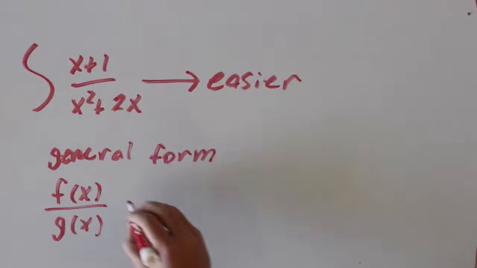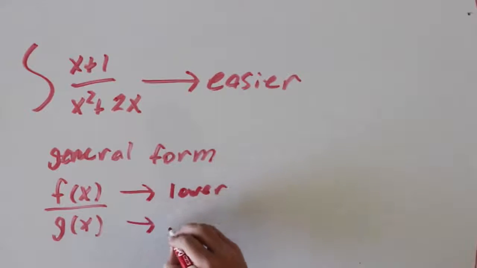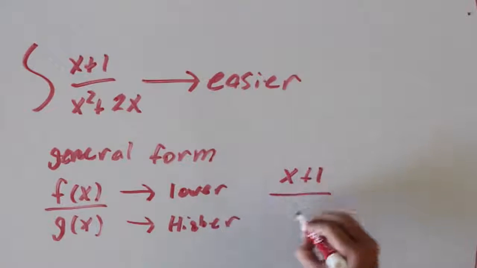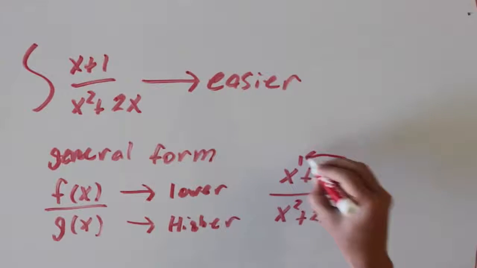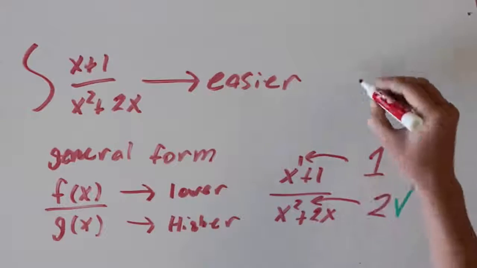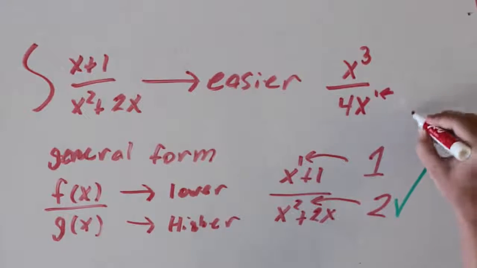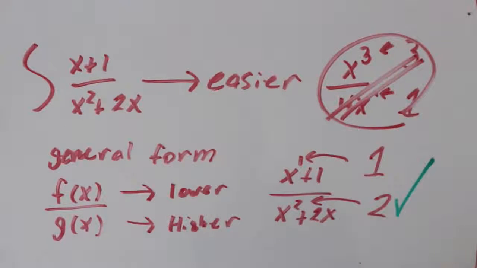We can only use partial fraction decomposition when f of x is a lower degree polynomial and g of x is a higher degree polynomial. So if we take the example x plus 1 over x squared plus 1, x squared has a degree of 2 and x has a degree of 1, so this works. If we take an example of x to the third over 4x, x has a degree of 1 and x to the third has a degree of 3, so it does not work because f of x, or the top function, has a higher degree polynomial.